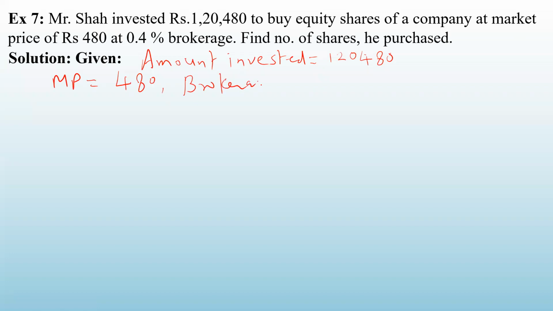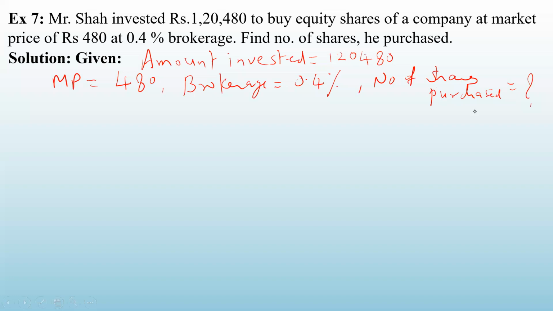And what is the brokerage? He paid 0.4. Don't write just 0.4. Always write 0.4%. Brokerage is always calculated as a percentage. 0.4%. What you have to calculate? Number of shares he purchased. So you have to find out number of shares purchased. This you have to calculate. Okay.